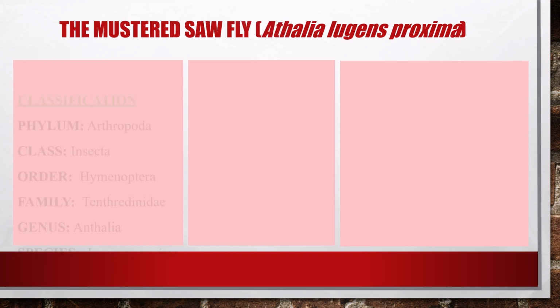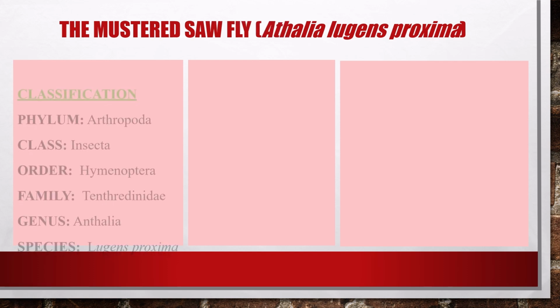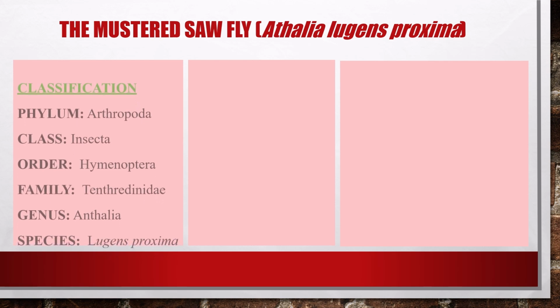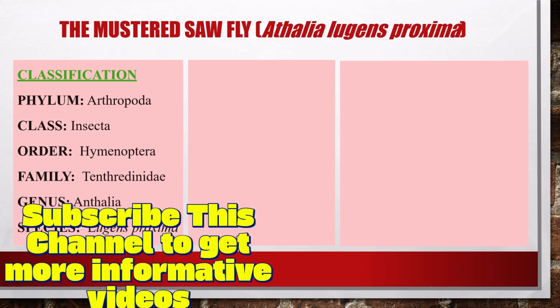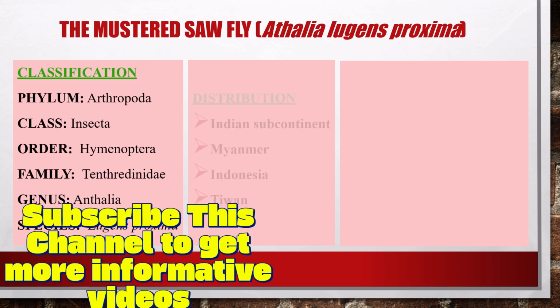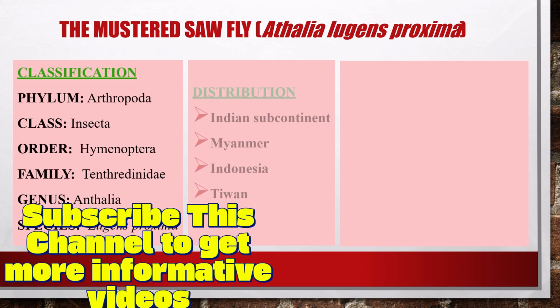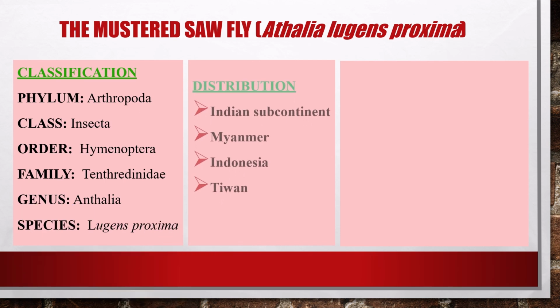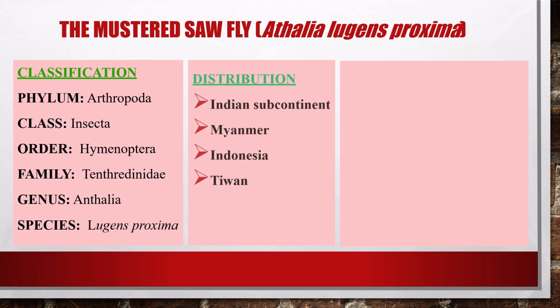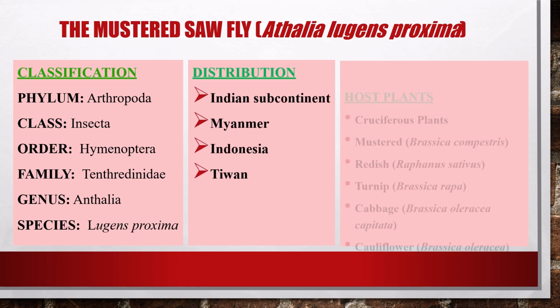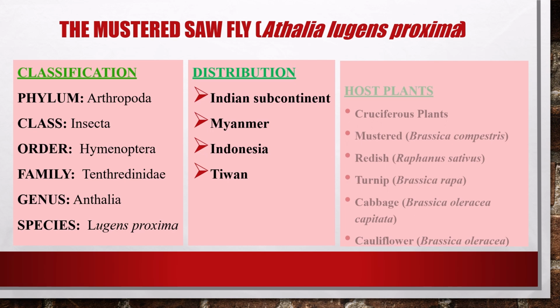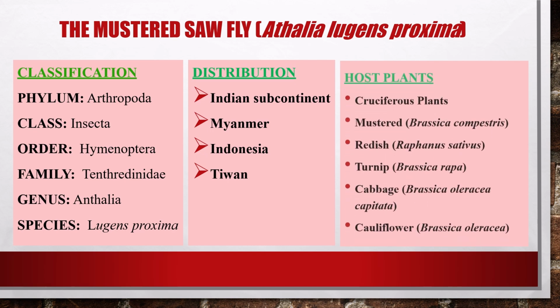Sesamum Leaf Webber damages a variety of vegetation, but the most common host plants include cruciferous plants: mustard, Brassica campestris, radish, Raphanus sativus, turnip, Brassica rapa, cabbage, Brassica oleracea capitata, and cauliflower, Brassica oleracea. To better control this pest, one should know about its morphology, habit and habitat, and life cycle. First of all, one should know about the morphological features of this specimen.